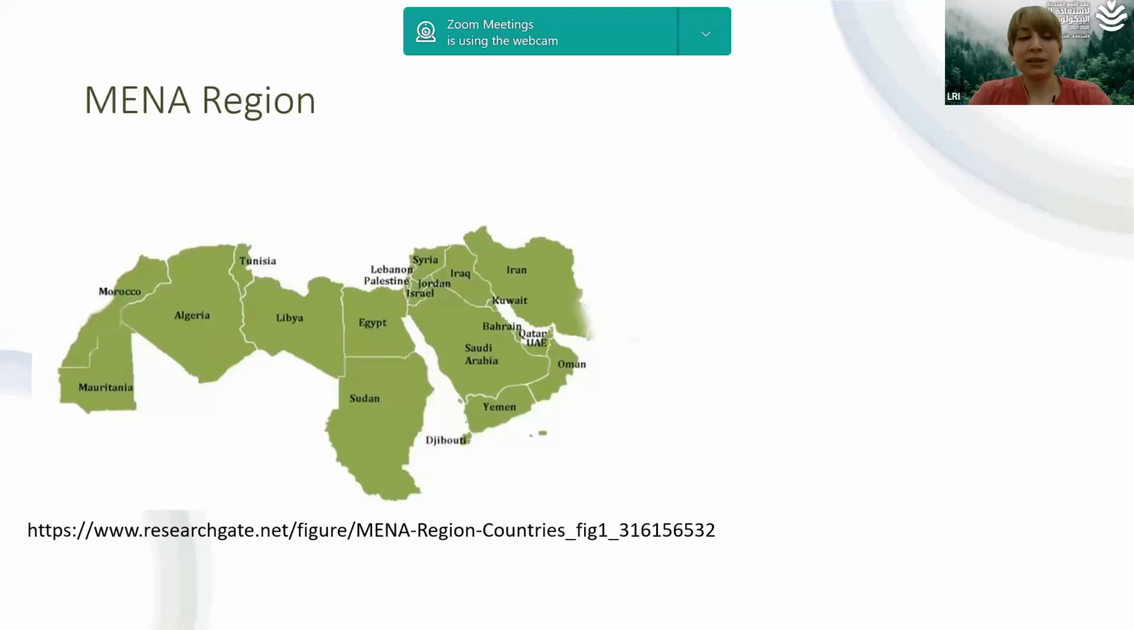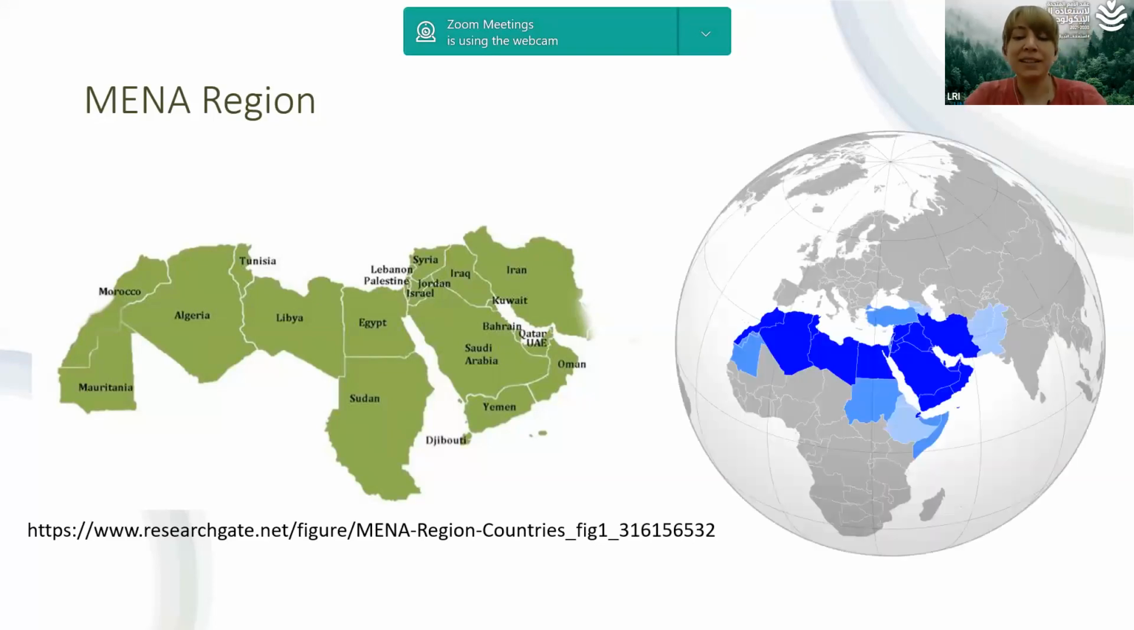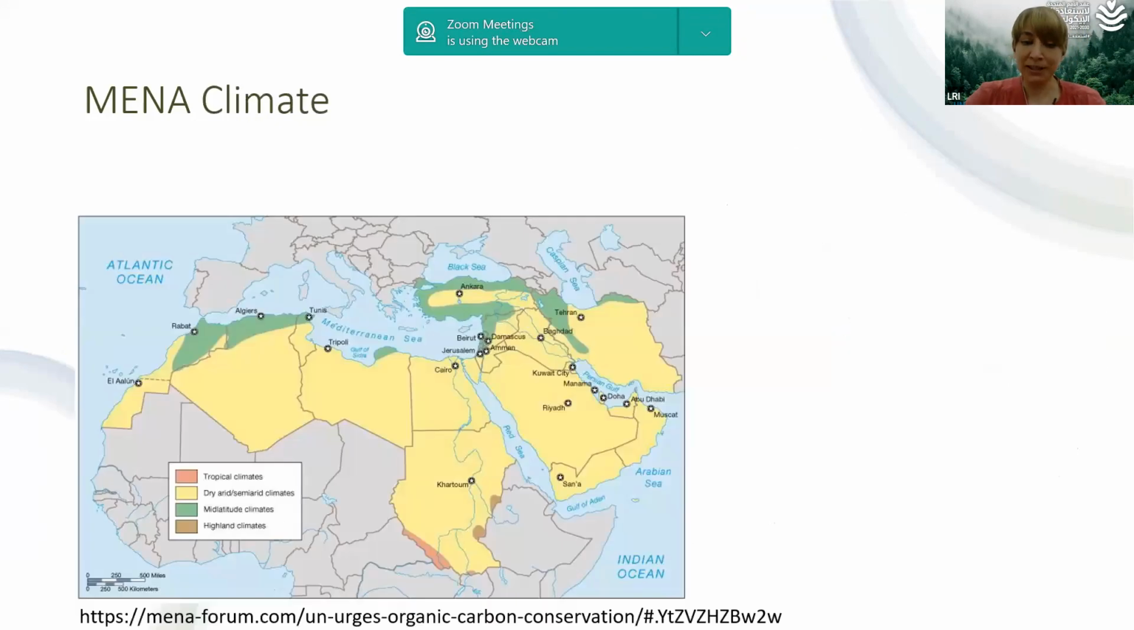I wanted to start with the representation of the MENA region, just to show the scale that we're working on in ecological restoration. And moreover, there are different definitions where some add other countries, and it depends on which definition we're following. But this is not our case now. It was just to share with you the limits that we are working on and to introduce the different climates within the MENA region, distinguished by tropical, dry, semi-arid, mid-altitude climates, and highland.